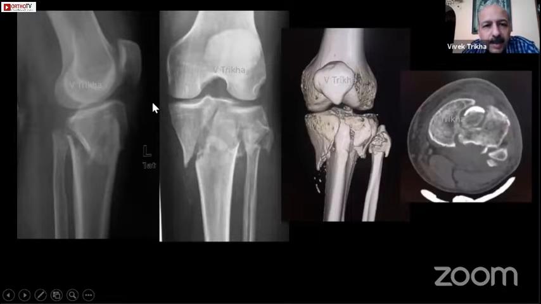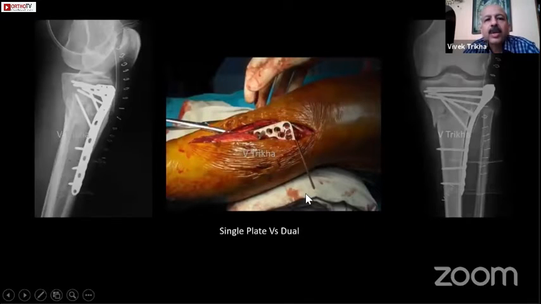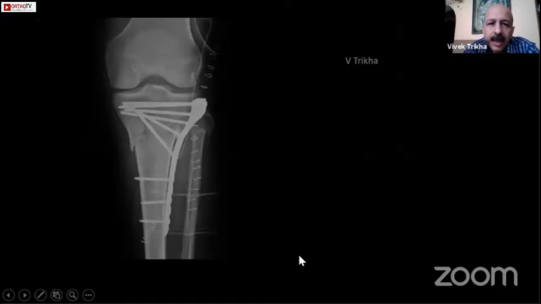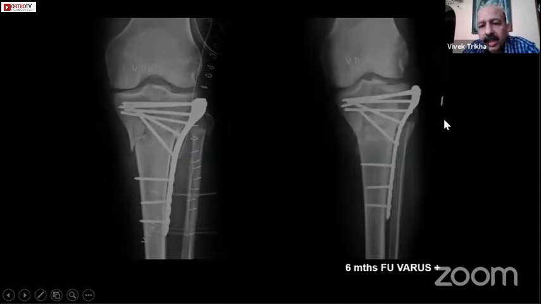So if you have a bicondylar fracture like this, you understand that you are going to put in a plate. And normally the question which comes is, can we fix this with a single plate or a dual plate? So this was the fracture which was fixed. And now you see after 6 months, this is my own case. And we see it has gone fixed, united, but in varus position.